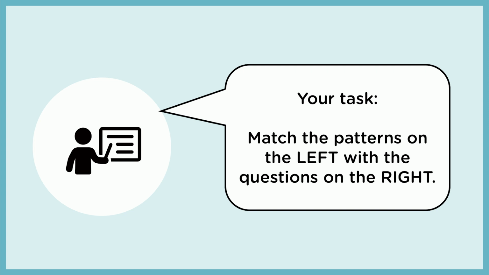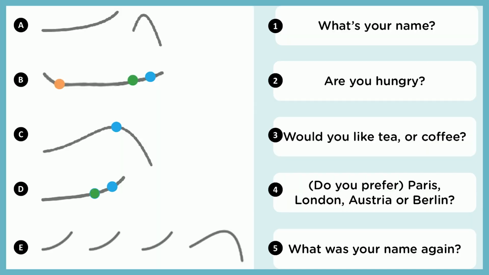Okay, so now we're going to test your memory of the rules that you just learned. Fantastic. You're going to see an activity with patterns on the left and questions on the right. Your task is to match these patterns with the correct question type. We'll give you, how long? 10 seconds. Think fast.